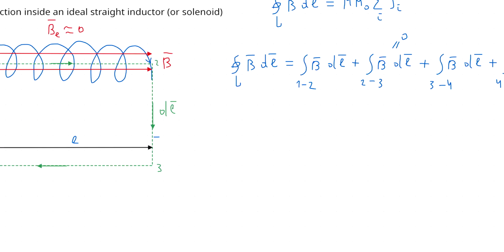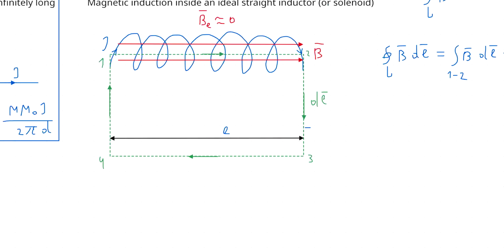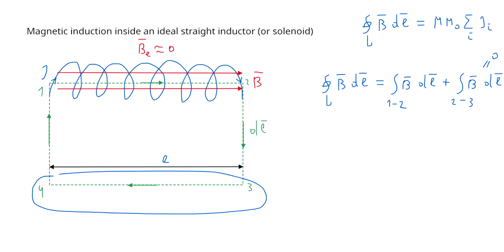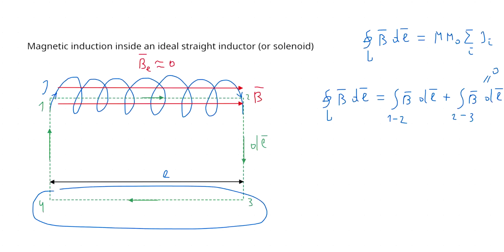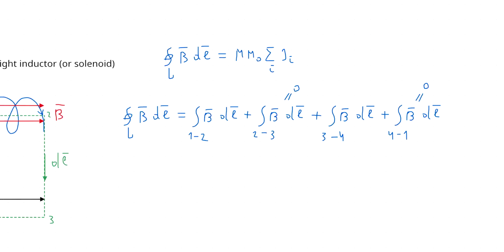Okay, and what about this side? In this situation, according to the condition, we have that the external magnetic field is almost equal to 0. So it means that this third integral is equal to 0 either. This is equal to 0.